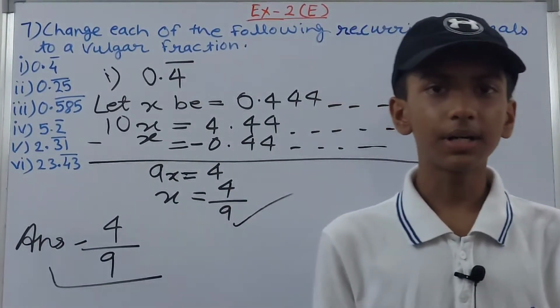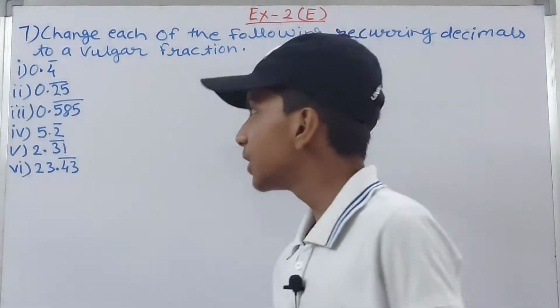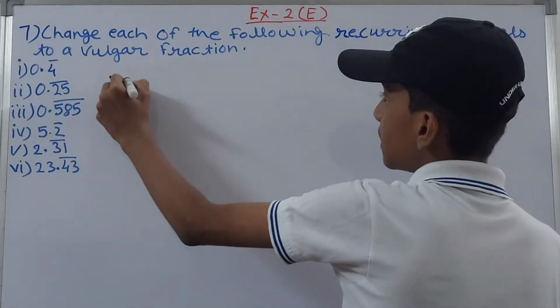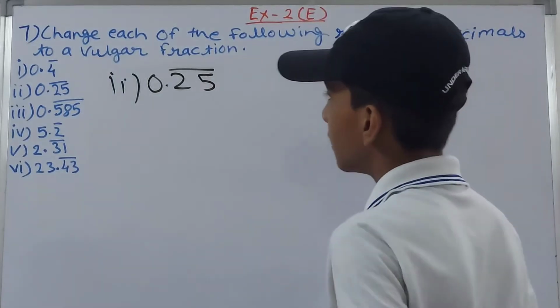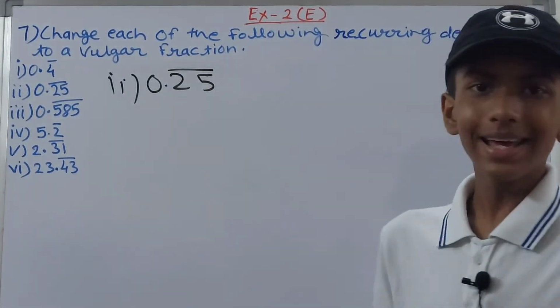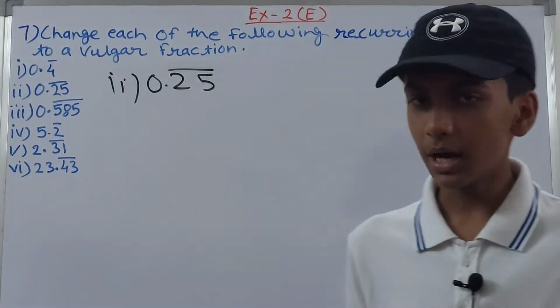Let's move on to the next part now. The second part says 0.25, and this is recurring. 2 and 5 are repeating, or you can say recurring.